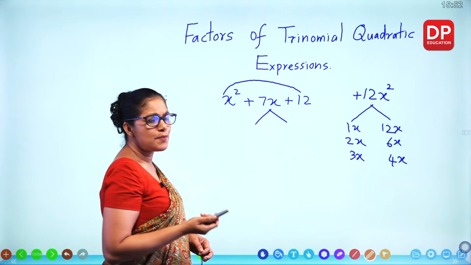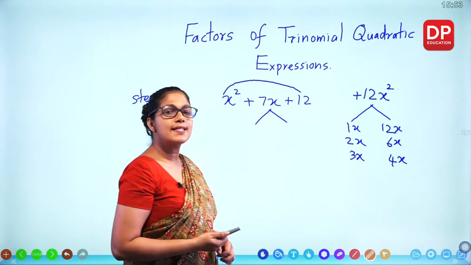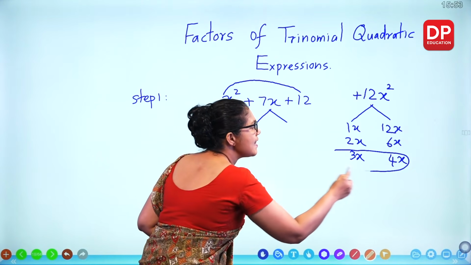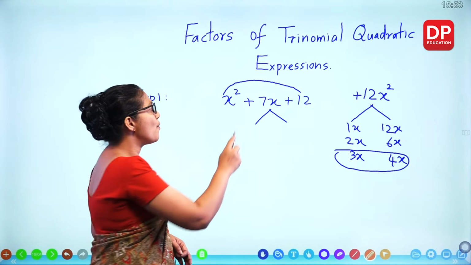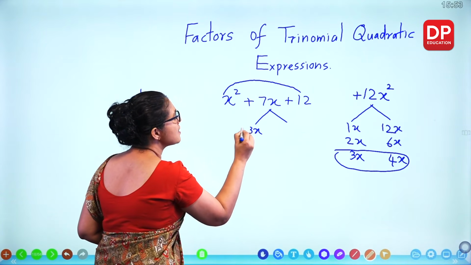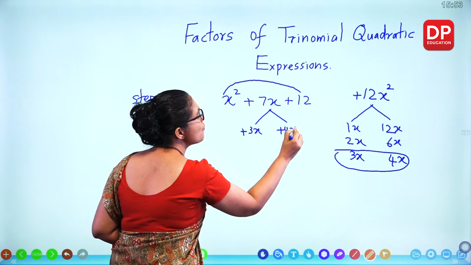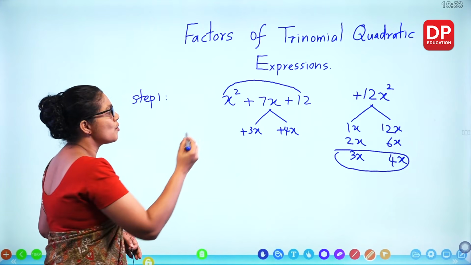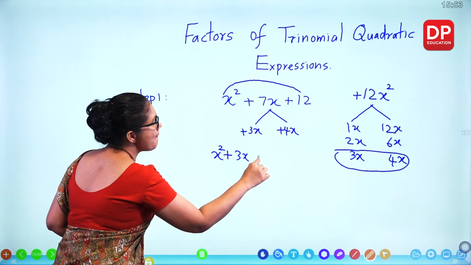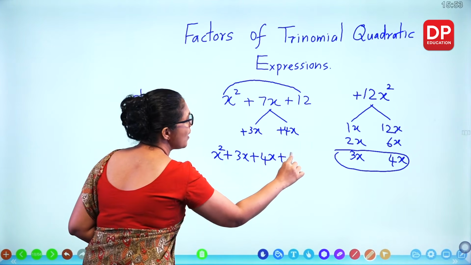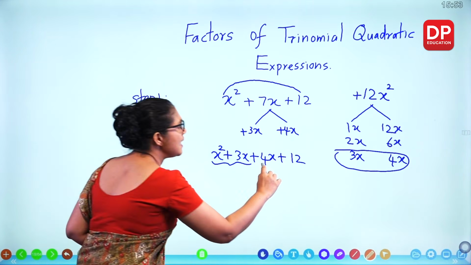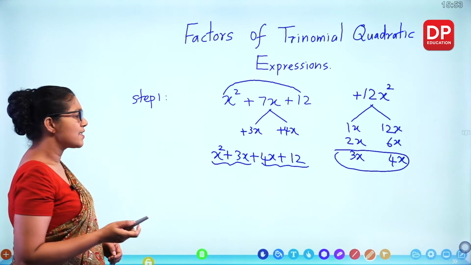1x and 12x becomes 13x. 2x and 6x, 8x. 3x and 4x. Yes, we can see that when you take 3x and 4x, you get 7x. So those are the 2 factors that we need to select to factorize this expression. So what we can do is rewrite this as x squared plus 3x plus 4x plus 12. Now we have 4 terms. What do we do? Take the first 2 separately, the last 2 separately and factorize.